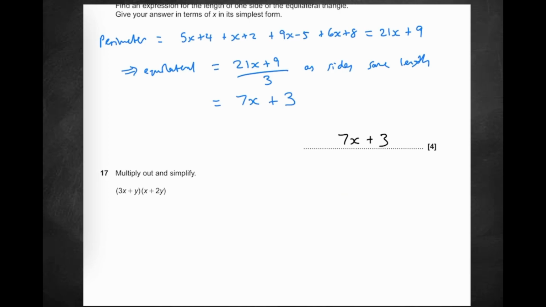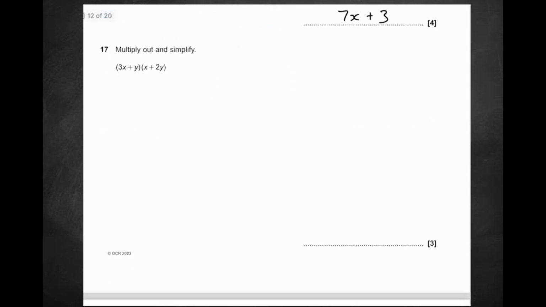Question 17. Multiply out and simplify (3x + y)(x + 2y). So we have to do 3x multiplied by x first, so 3x squared. 3x multiplied by 2y is just going to be 6xy. y multiplied by x is going to be yx. And y multiplied by 2y is going to be 2y squared.